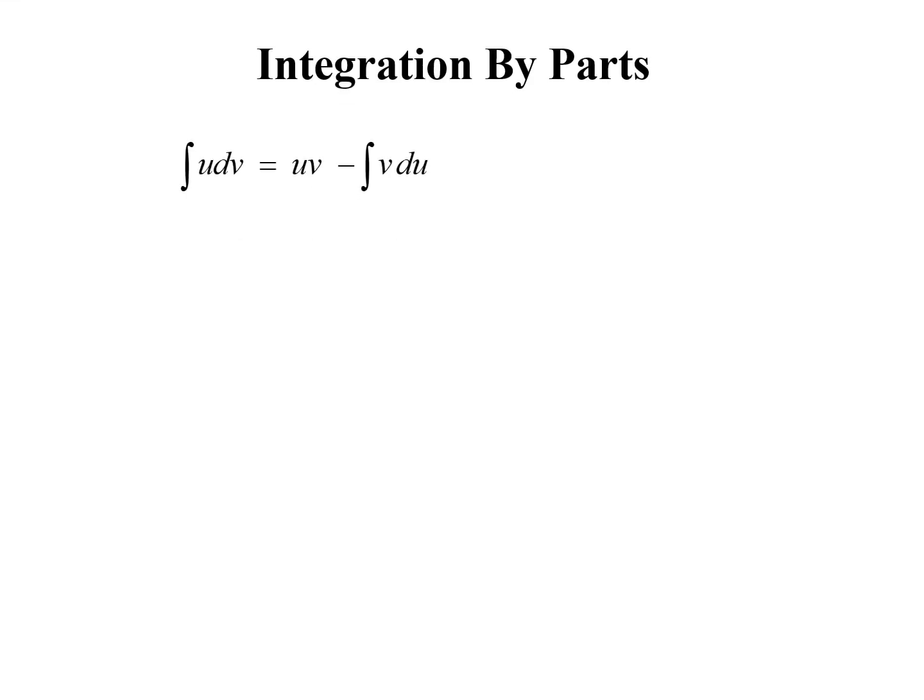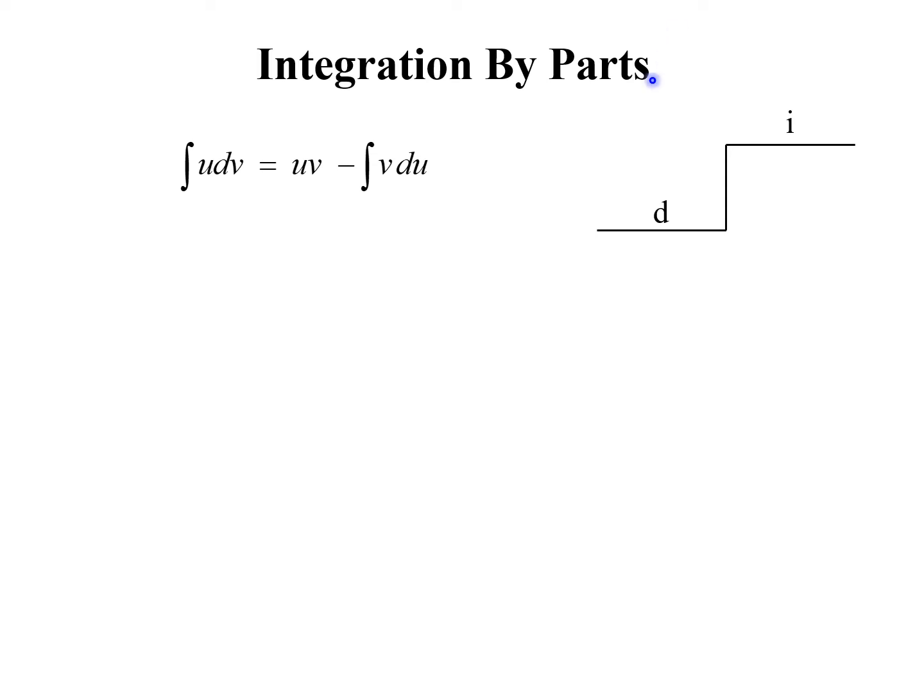Hello, my name is Joe Vasta, and we're going to talk about integration by parts. We have this formula that says integral u dv equals uv minus integral v du. And what we're going to do is take a look at how to do this using a table.